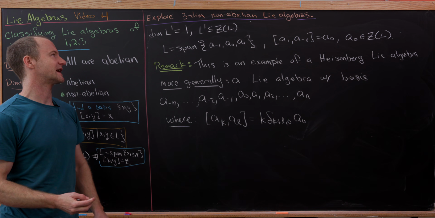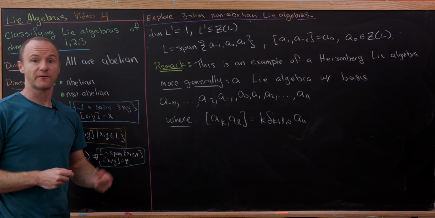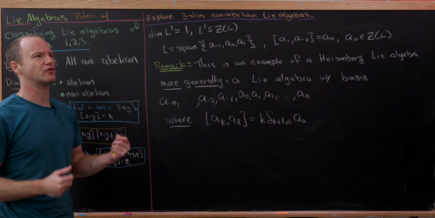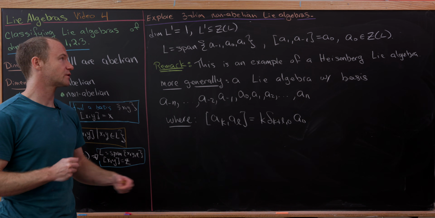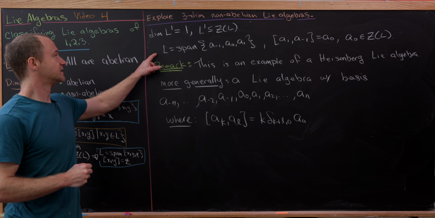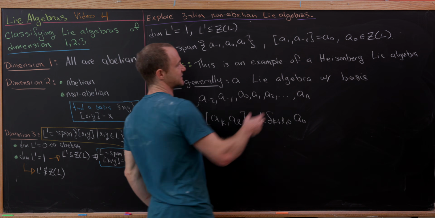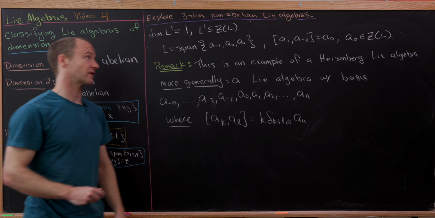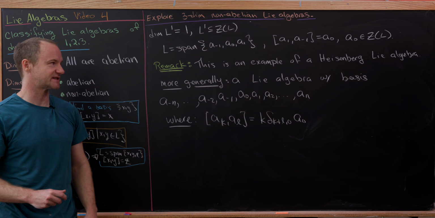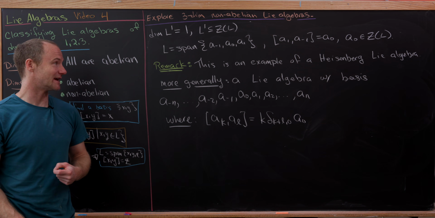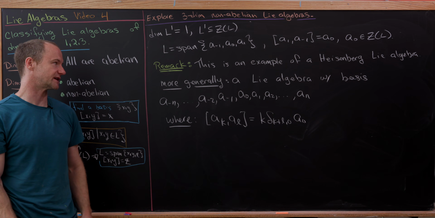So before moving on to the next case, I'd like to make a little remark about the last case. And before making that remark, let's notice that we could rename the basis vectors x, y, and z to a-1, a0, and a1. So in other words, L is spanned by those 3 vectors satisfying the bracket relations that bracket a1, a-1 is equal to a0, and a0 is in the center. And this is in fact an example of something called a Heisenberg Lie algebra. This is the 3-dimensional Heisenberg Lie algebra.